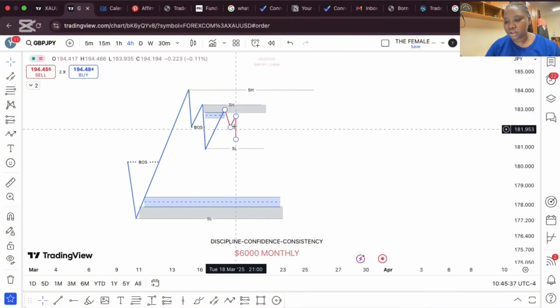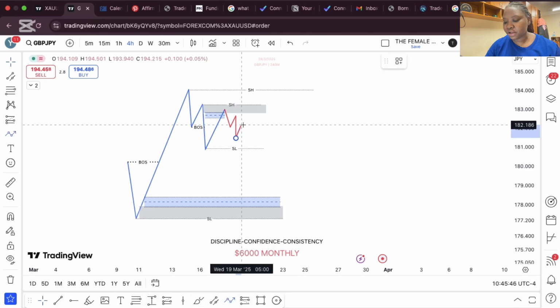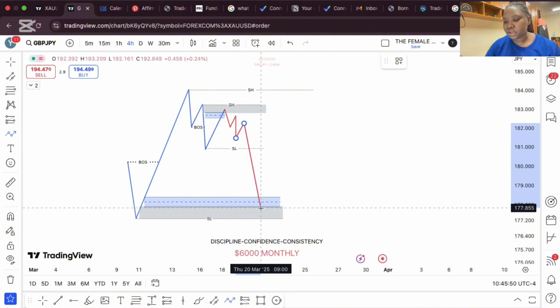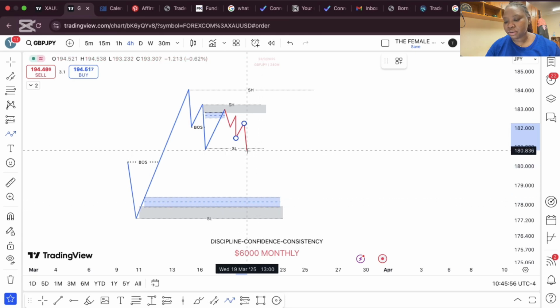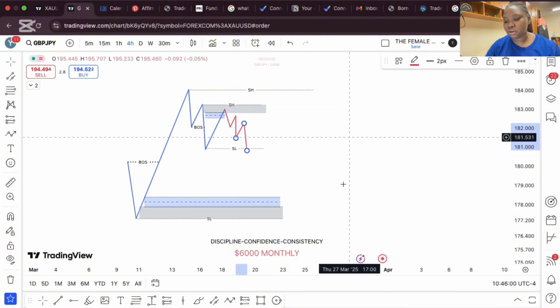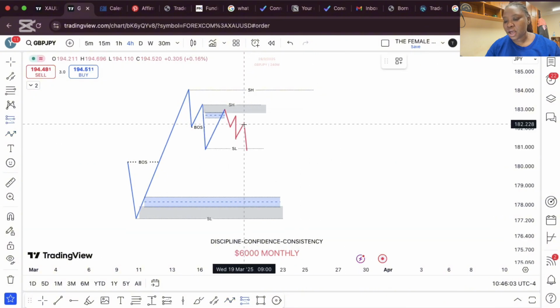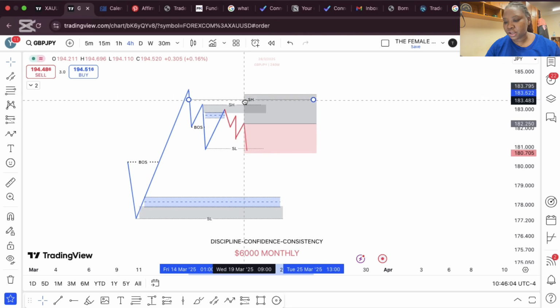Let's put this in red. So this is my 5 minutes. Now that I'm seeing this change of character on the 5 minutes, I am going to place my entry at the fair value gap, then place my entry here, then I'm targeting this low, or maybe if I can hold for a very long time, I target these swing points down here. But most importantly, it's very important to target the current swing low, and I'm going to enter here.